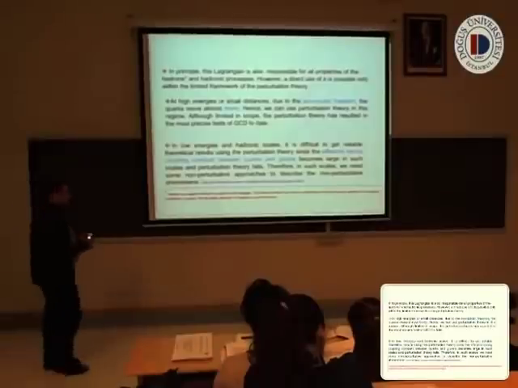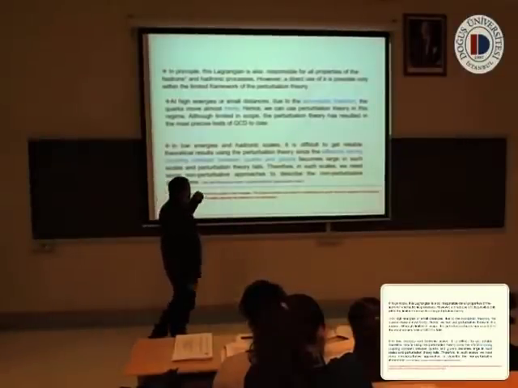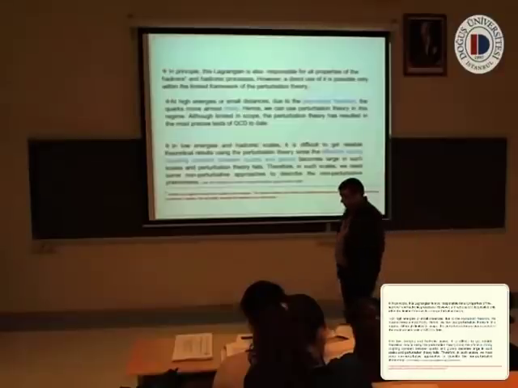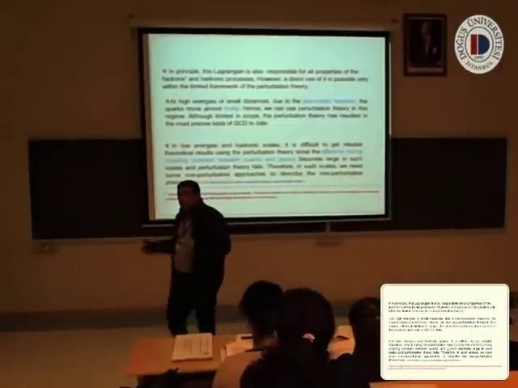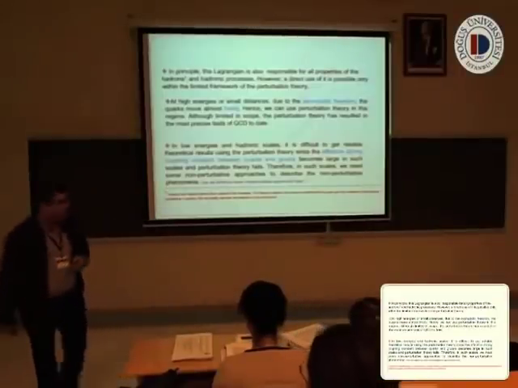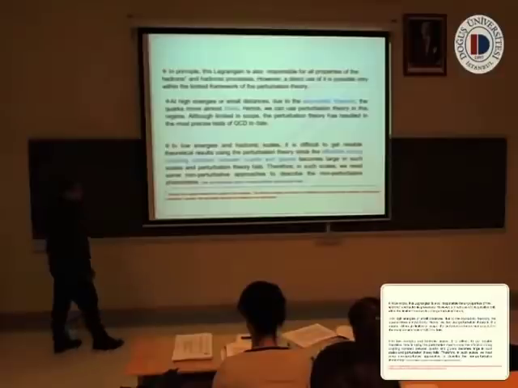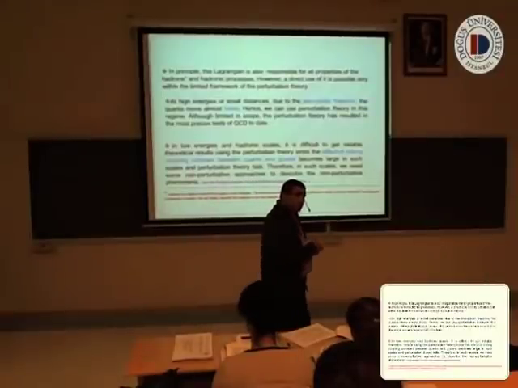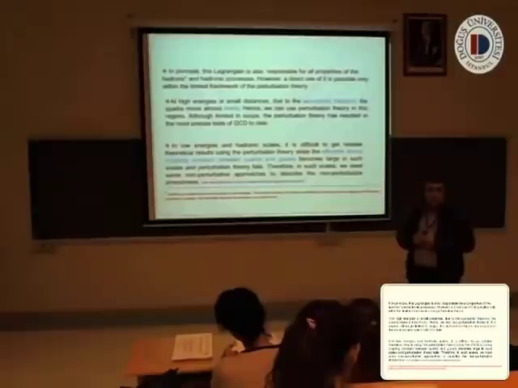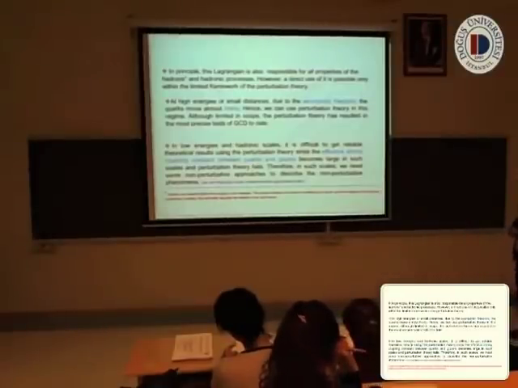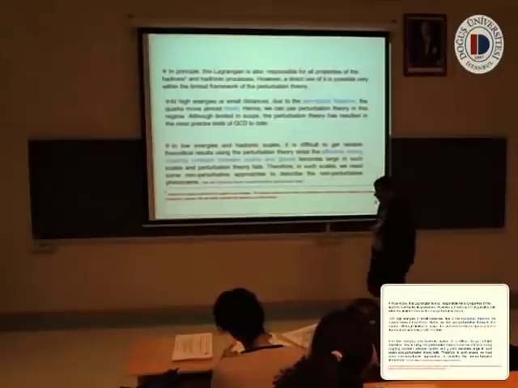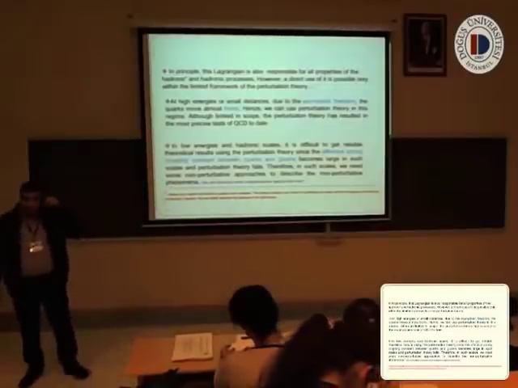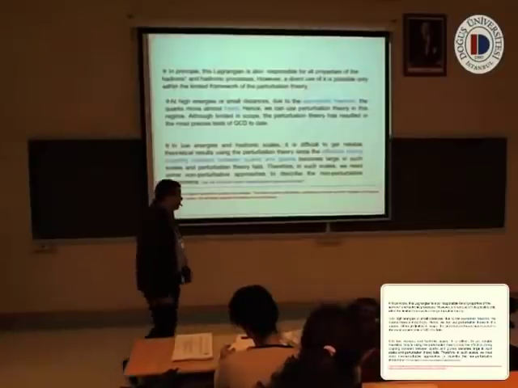And when the energy is high, due to asymptotic freedom, we can use perturbation theory. But when we go to low energies, the coupling constant between the quarks and gluons becomes large, and perturbation theory fails. So in this region of energy, we need some non-perturbative approaches to describe the non-perturbative phenomena, which maybe next week you will see: some non-perturbative methods, and in QCD you will see lattice QCD as a non-perturbative method.